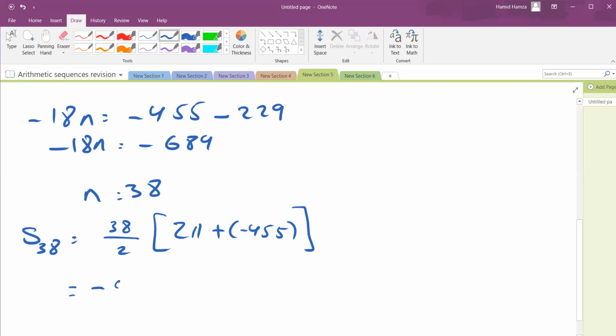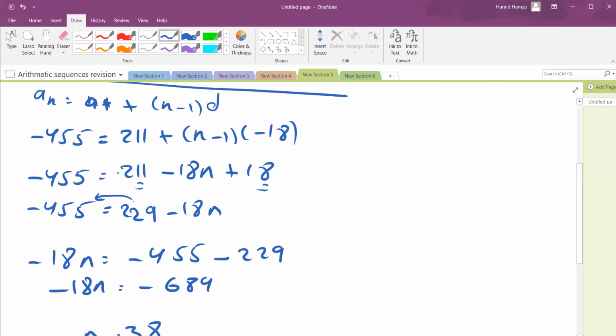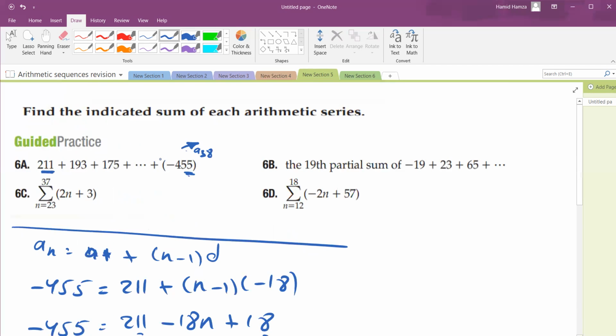Negative 4636. So that's it. This is the sum. We wanted to add all of these numbers, Abdurrahman. Okay, guys.